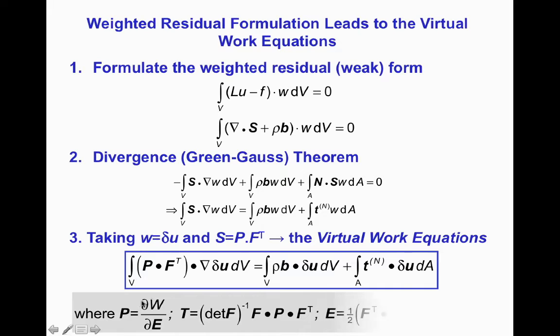Here P, the second Piola-Kirchhoff stress, comes from our hyperelastic strain energy formulation, so ∂W/∂E. T, the Cauchy stress, is related to the Lagrangian stress by the equation we've seen before. E, the Lagrangian strain, is related to the deformation gradient tensor, as we've seen, and the components of the deformation gradient tensor are ∂x_i/∂X_j.